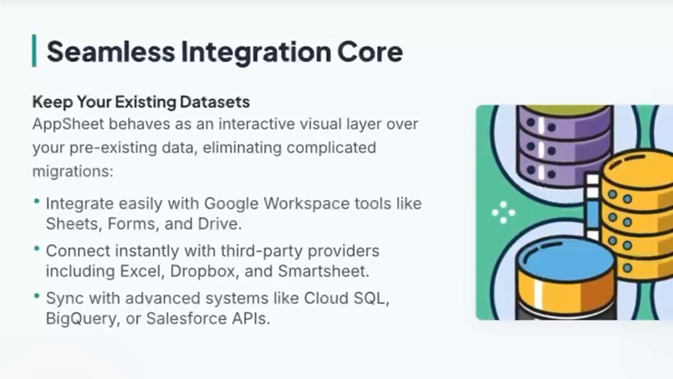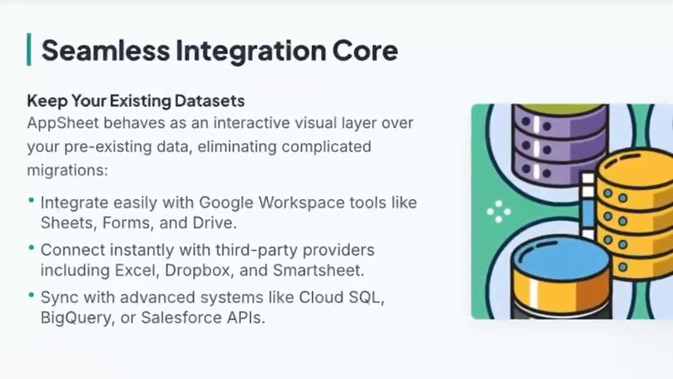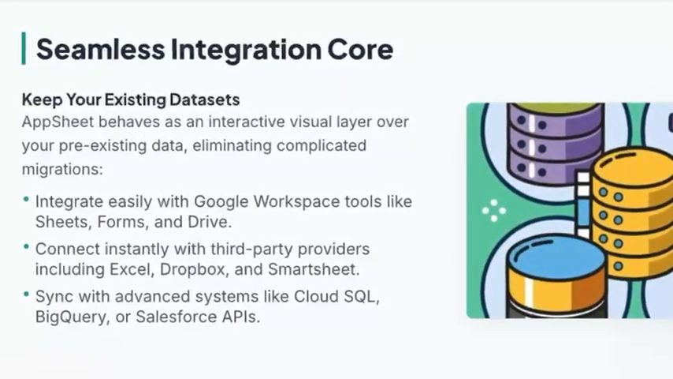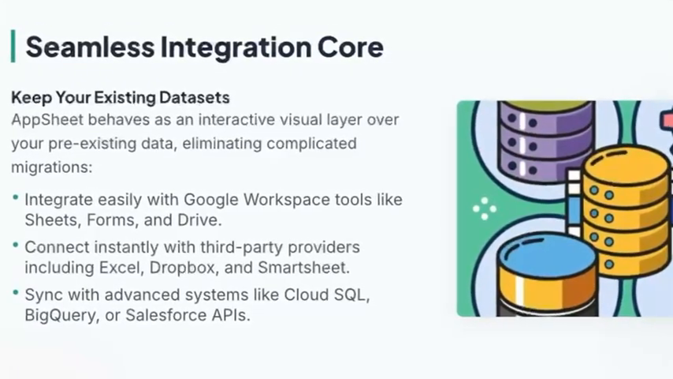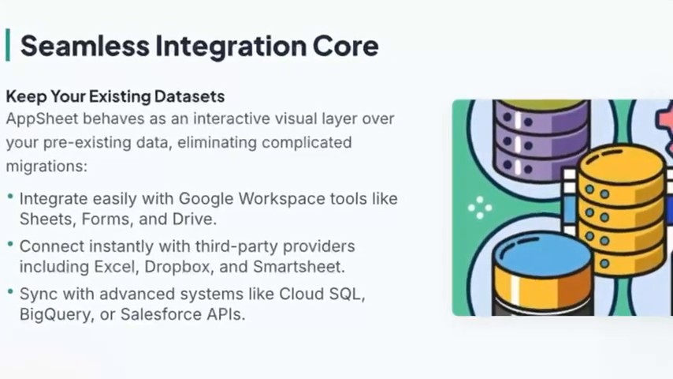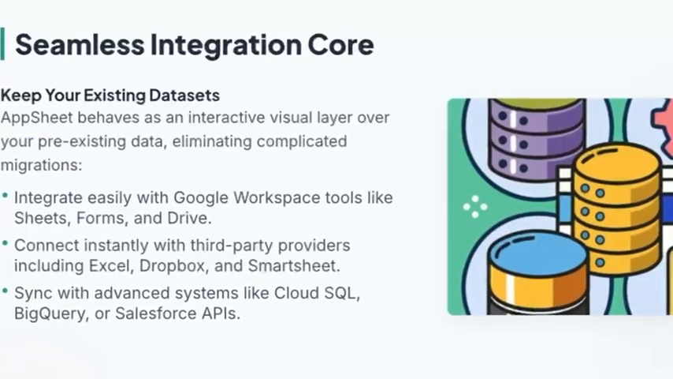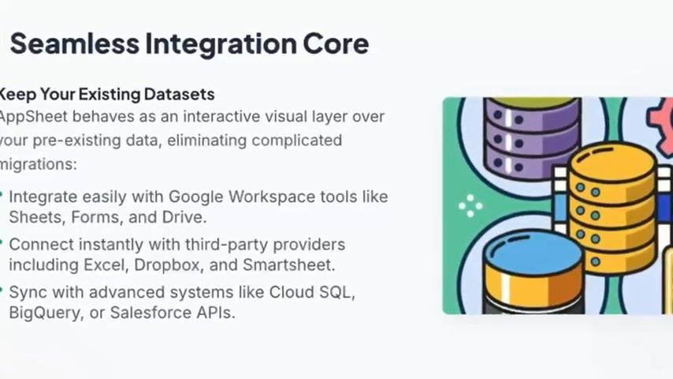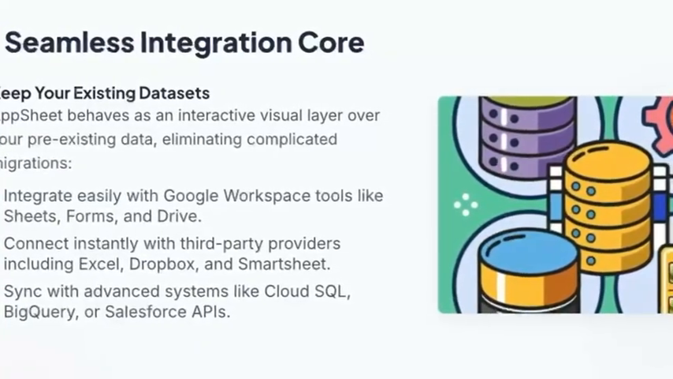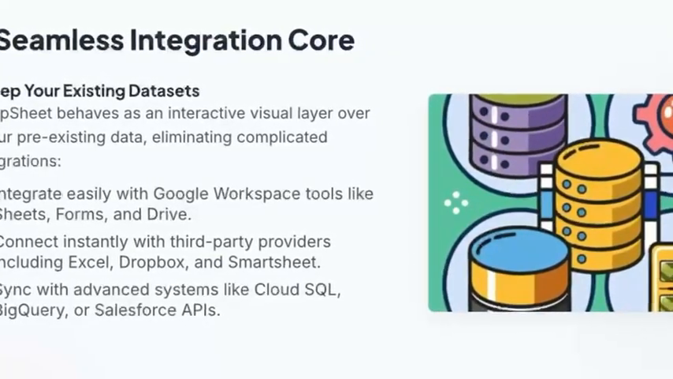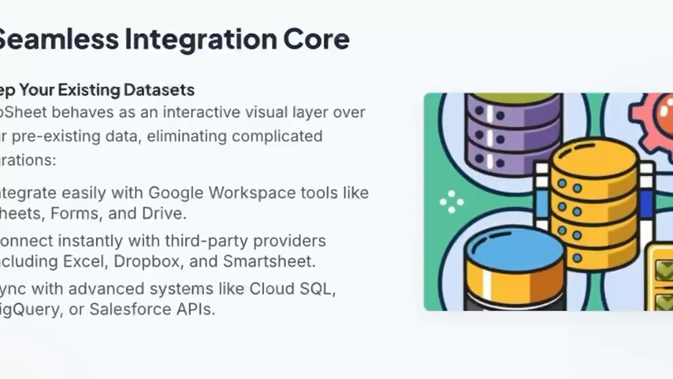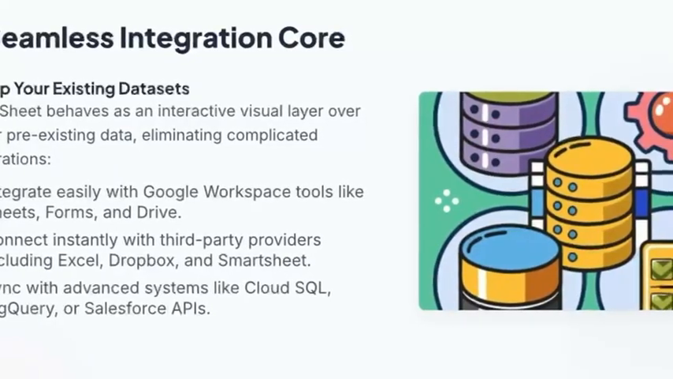One of the biggest concerns companies have when adopting new software is data migration. Moving data is slow, expensive, and risks security breaches. AppSheet solves this elegantly by behaving as a secure visual layer over your pre-existing system. You do not have to migrate; AppSheet links directly to where your data already lives.